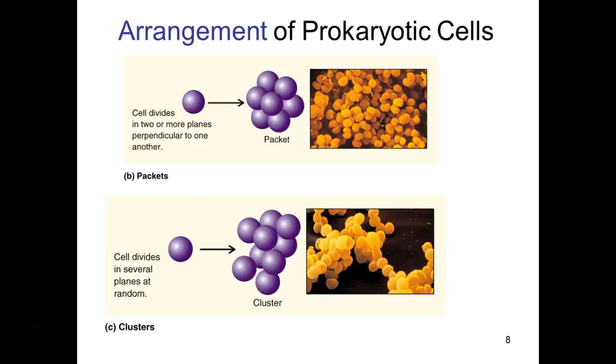For cocci, we've got so many more arrangements because of them being spherical and how they can arrange in three-dimensional space. So we have ones that can form packets of 8, so they divide perpendicular to each other. This is referred to as Sarcina, which of course is another genus name as well. If they divide randomly in three-dimensional space, they tend to form these clusters, sometimes referred to as grape-like clusters, because they look like that.